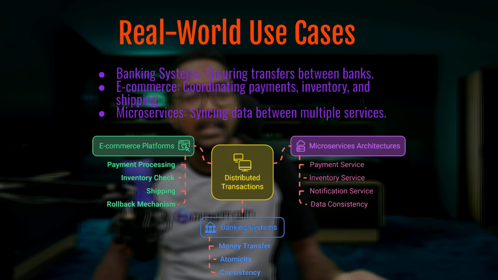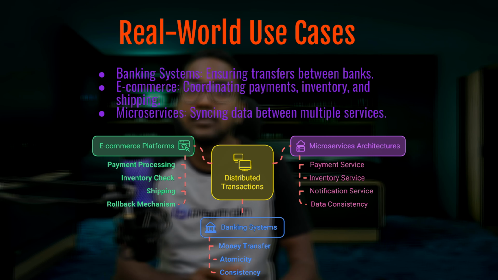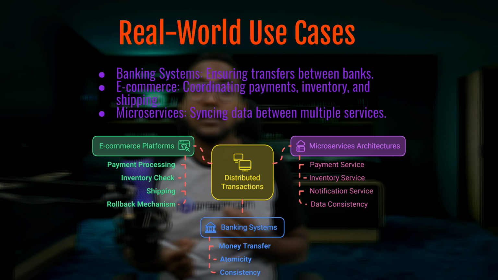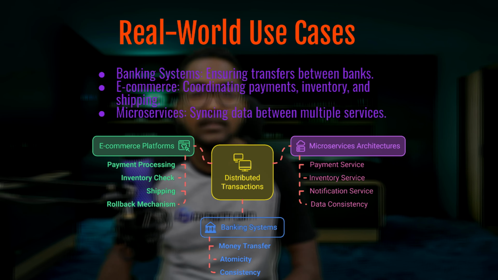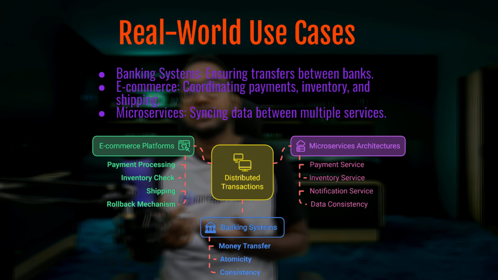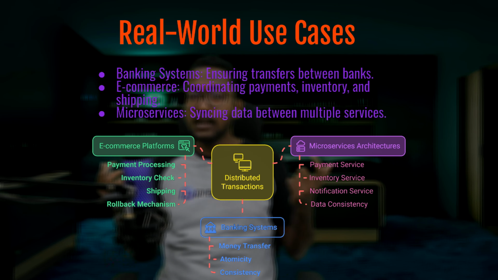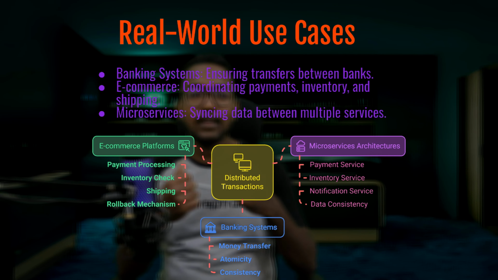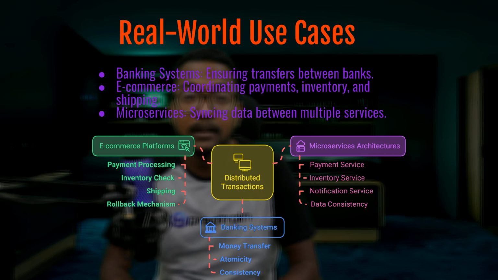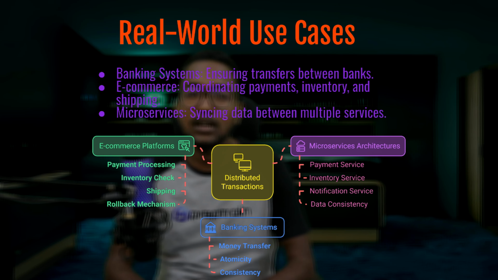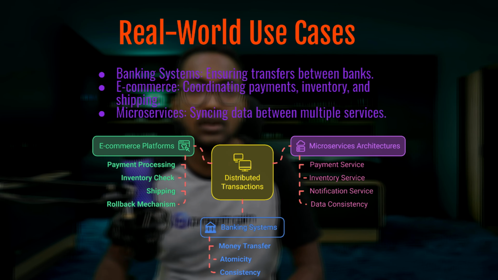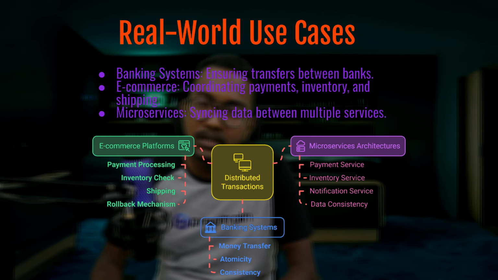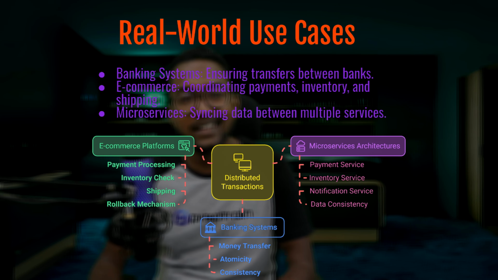So in the case of an e-commerce platform, distributed transactions are also essential. Think about when you make a purchase online. Multiple systems are involved in this process. Let's say there is a system for processing your payment, another for checking inventory, and probably one for shipping. So if any of these systems fail, the entire transaction needs to be rolled back to avoid a situation where you are charged for an item that's out of stock or not shipped. Distributed transactions ensure that all of the systems either commit to the transaction or they cancel it entirely, keeping everything in sync.